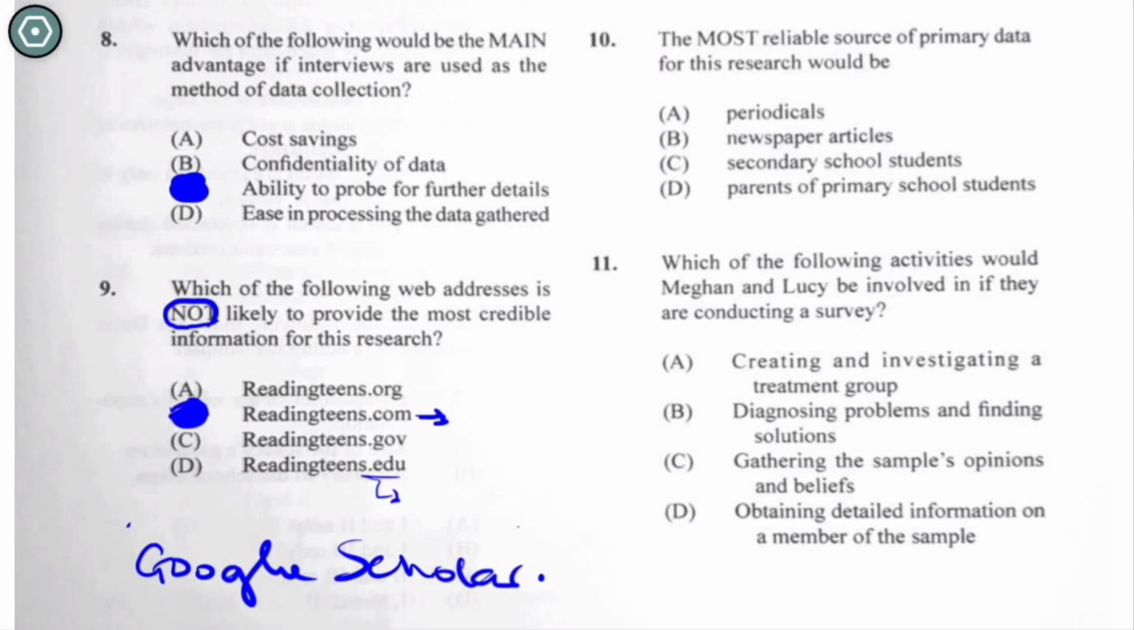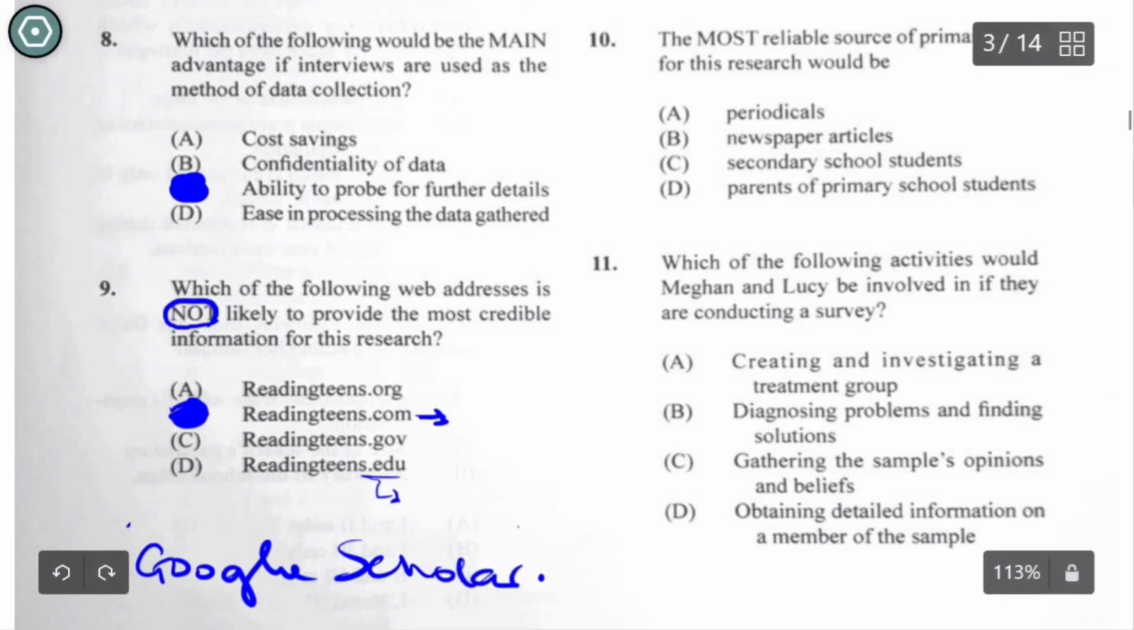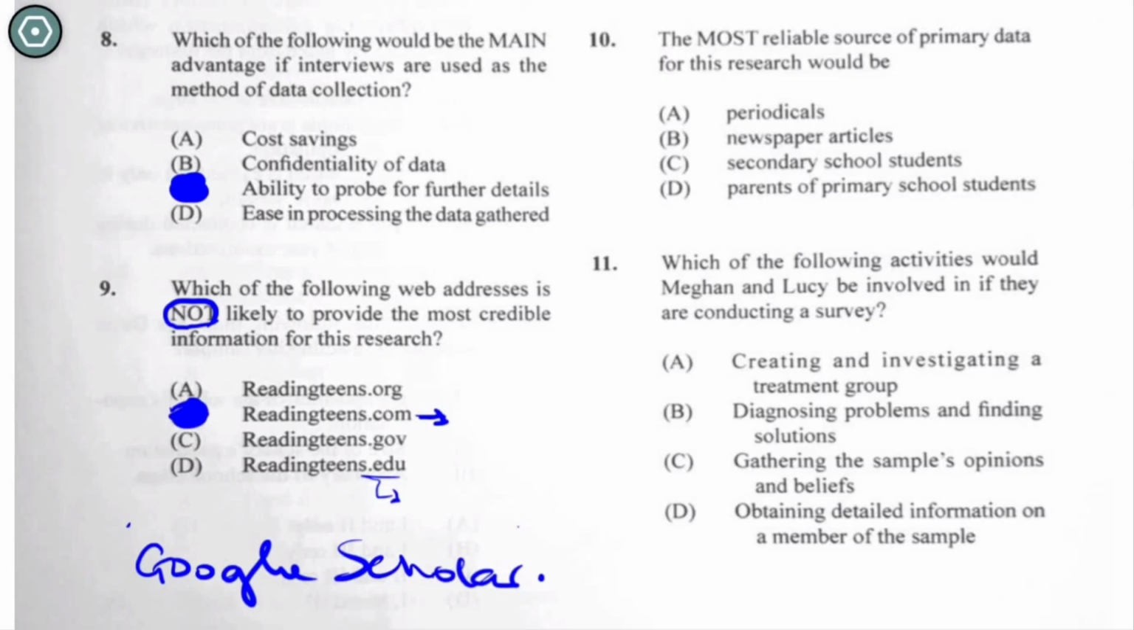So let's say you have Arizona Tech, the website URL for Arizona Tech would be arizonatech.edu. I'm not saying that's a real thing, I'm just using an example. Yeah. So least likely to provide the most credible information for the research would be a .com website.